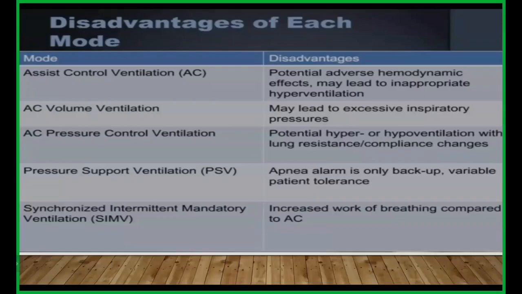In assist control volume ventilation, inspiratory pressures can lead to barotrauma. In pressure control ventilation, it may lead to volume trauma or inadequate volume, which may lead to collapse. Now coming to pressure support ventilation. Here an alarm, usually a flow cycle; when it is pressure cycled only, the apnea alarm will sound. So it is only a backup.